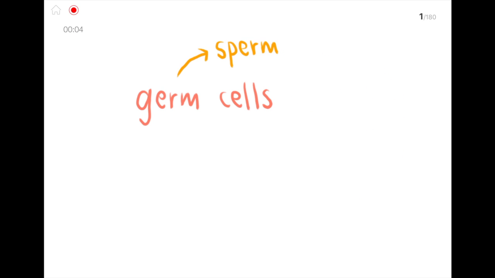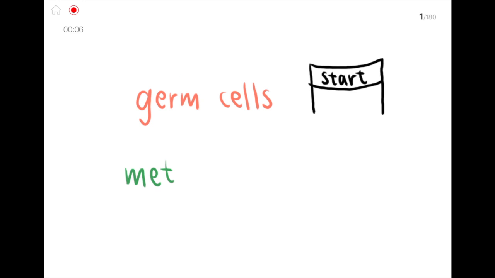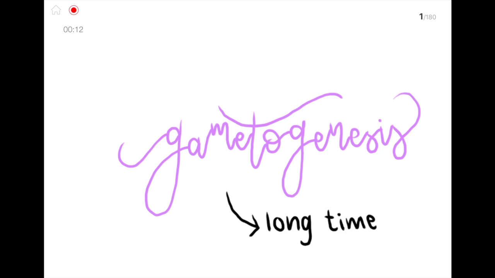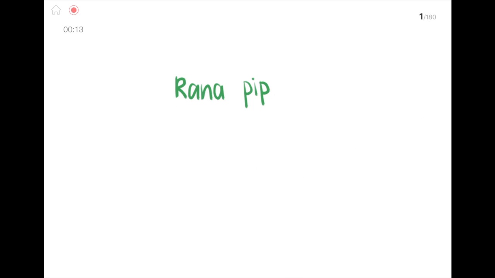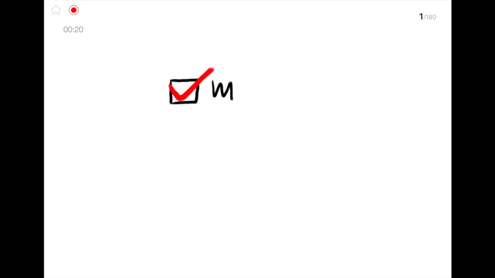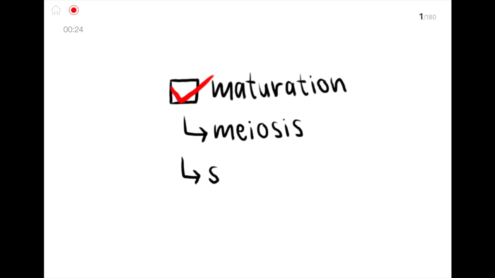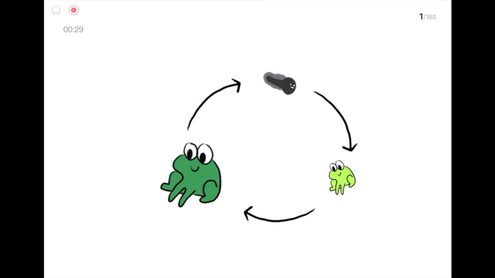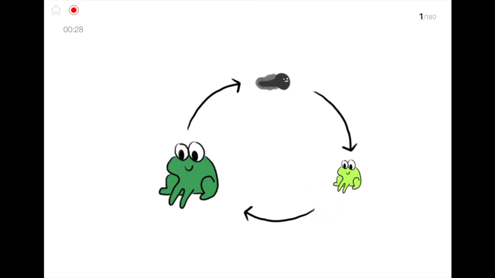Development of germ cells, such as the sperm and the egg, begins as metamorphosis ends. Gametogenesis takes a long period of time. In Rana pipiens, gametogenesis takes 3 years in females for the eggs to mature. And in males, the sperm takes a lot less time to mature. For maturation to be completed, germ cells must undergo meiosis and the unity of the sperm and egg cells to restore the diploid chromosome number, which initiates the events that lead to development and the continuation of the circle of life.